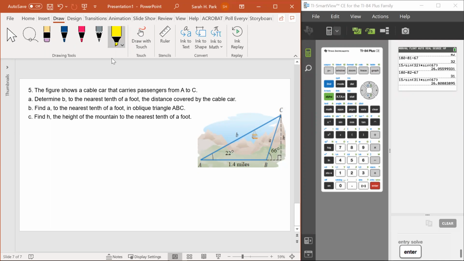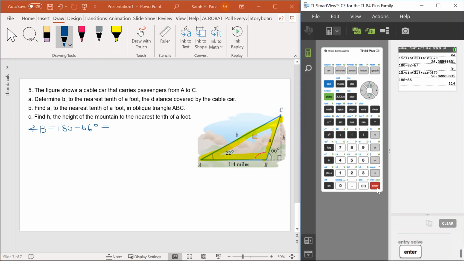Okay, so let's see how we can approach this. First, to find B, I'm going to focus on this triangle right here. To do that, we need to find this angle. To find angle B, this is 66. So to find angle B, we can do 180 minus 66 degrees. So 180 minus 66 is 114. As soon as I get that, I'm going to label this 114 degrees.